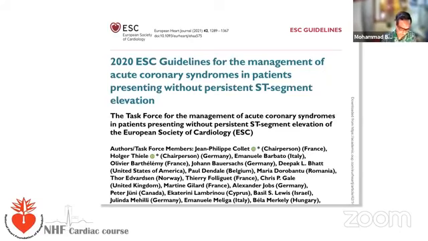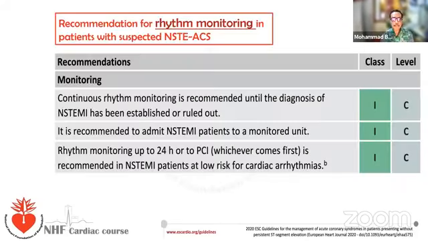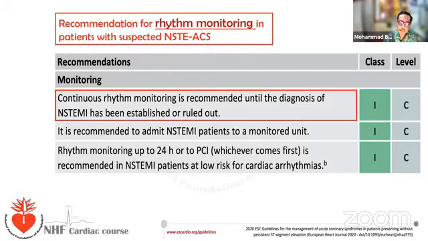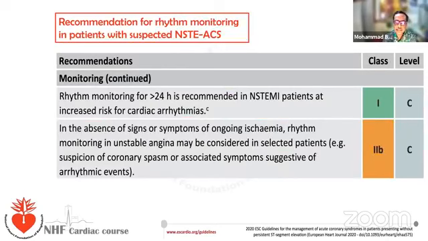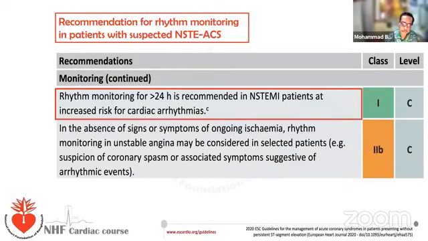So first of all, when a patient with chest pain comes to the emergency department, this patient should be put on continuous rhythm monitoring until the diagnosis has been established or ruled out. Look at it, it's a class 1 indication. And this rhythm monitoring should be maintained up to 24 hours or up to PCI, whichever comes first, in patients who are at low risk of arrhythmia. But if the patient is at a very high risk of arrhythmia, this rhythm monitoring should be continued beyond 24 hours.